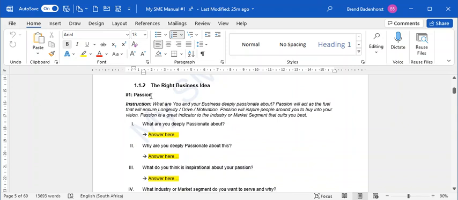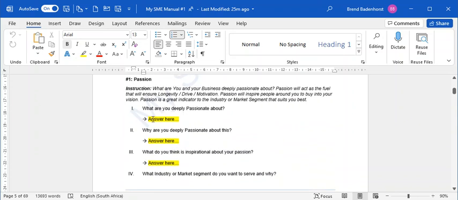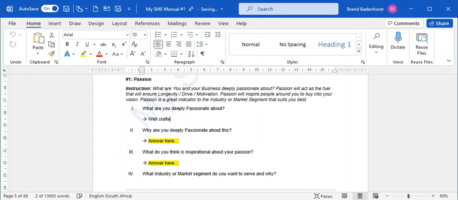So let's first of all start with passion. What are you deeply passionate about? Let's say I am deeply passionate about well-crafted shoes.